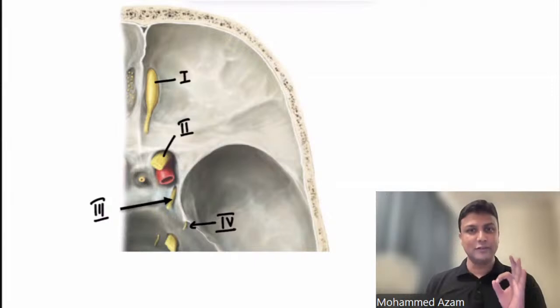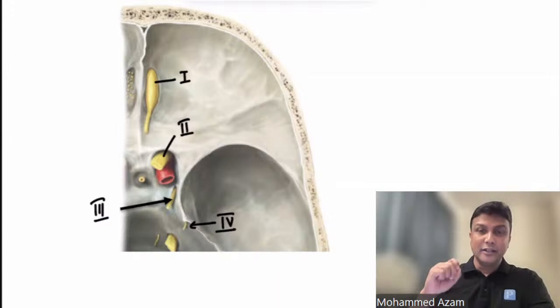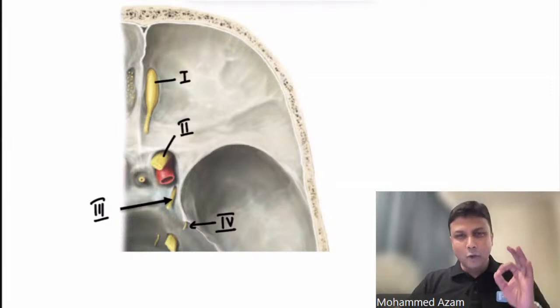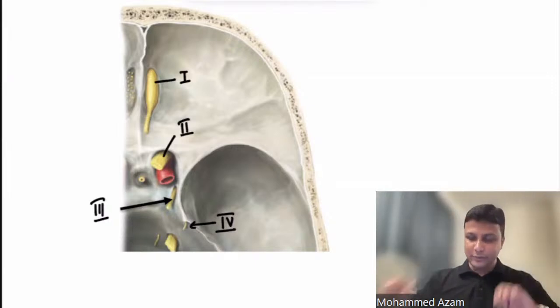Third nerve and fourth nerve are going to begin from the midbrain. And I hope every medical student remembers very clearly that the only cranial nerve originating dorsally will be the fourth nerve. The only cranial nerve having dorsal origin will be the fourth nerve.